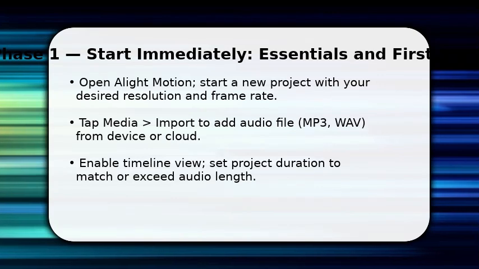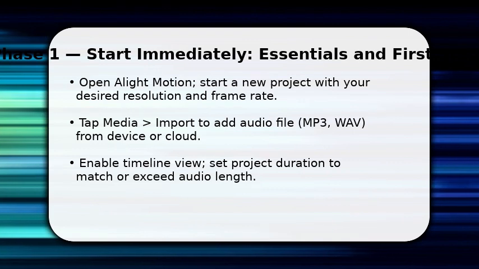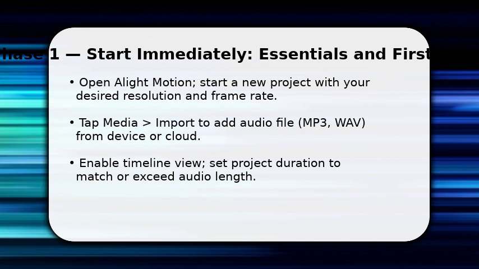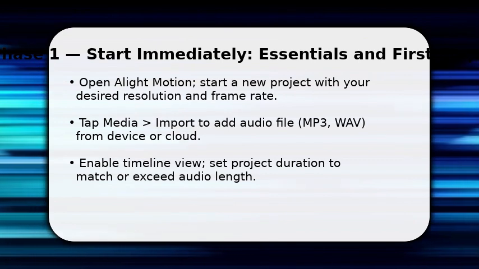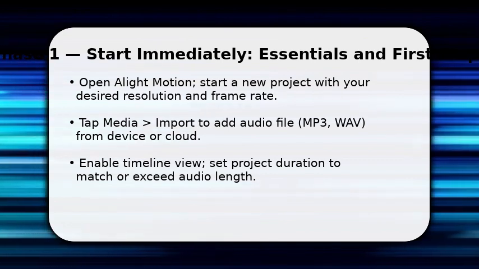You begin by importing audio so you can edit in context. First, create a new project with the resolution and frame rate you need. Once the canvas is ready, tap Media, then Import, and select your MP3 or WAV from device storage. Make sure the timeline is visible. This is where you'll trim and align. If audio is longer than the video, adjust project duration to match. These steps place the sound where you can precisely cut, fade, and sync visuals to beats.